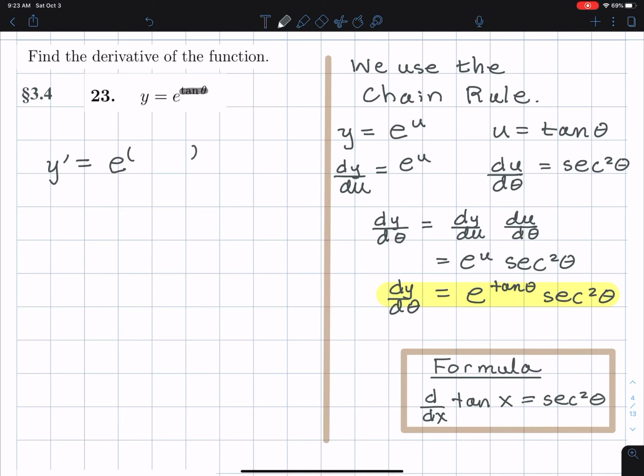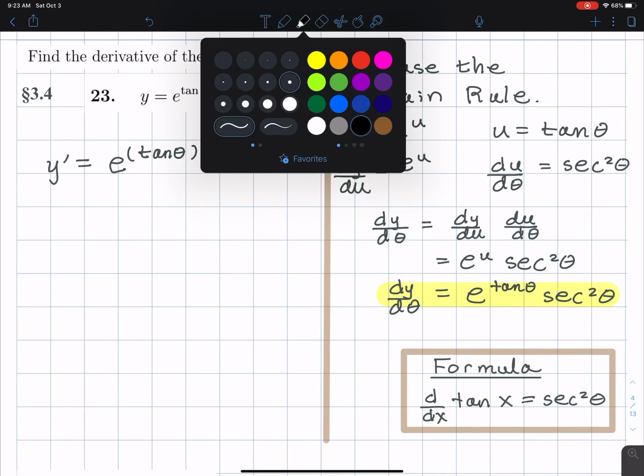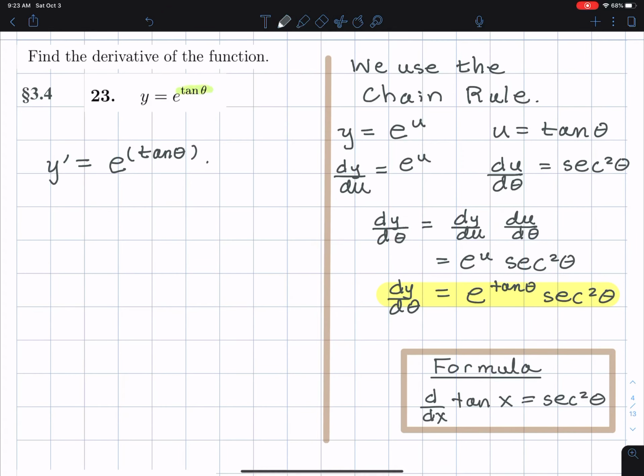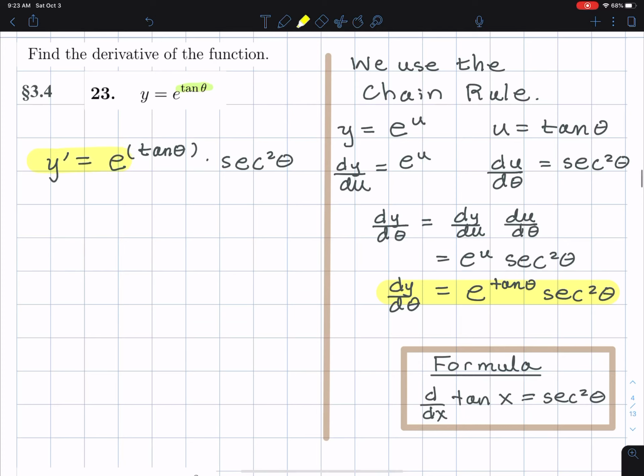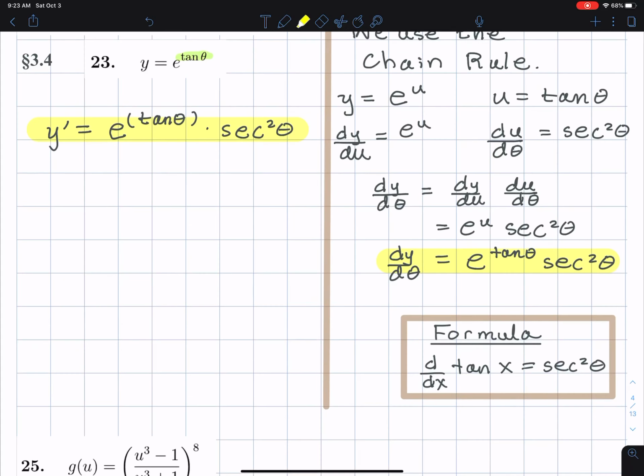So e to the u, the derivative is e to the u, and I replace that u by tangent theta at that point. Then I multiply by the derivative of tan theta, that's u, and that's secant squared theta. So once I understand how this chain rule works, it clearly goes way faster than writing all the steps out on the right-hand side with all that notation, which I think could possibly trip people up anyway.